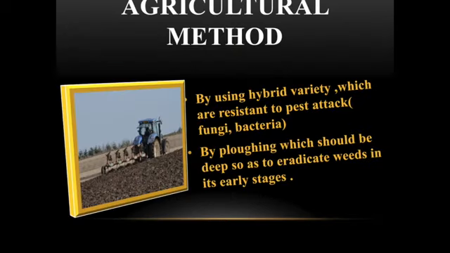Next is the agricultural method. It is more common in the agriculture industry. Here the first method is using a hybrid variety which is very resistant to pest attack by fungi and bacteria. Second is plowing, which should be very deep so as to eradicate weeds at their early stages. Third is timely and late sowing of the seeds and proper harvesting. Next is growing pest resistant plants in the field area. Next is proper usage of fertilizer and water for the crops.